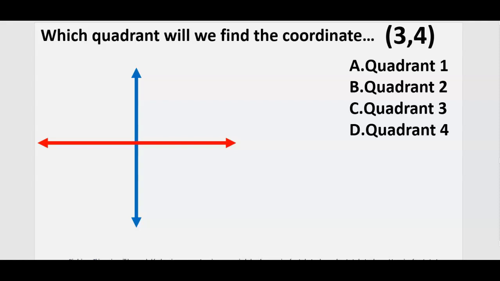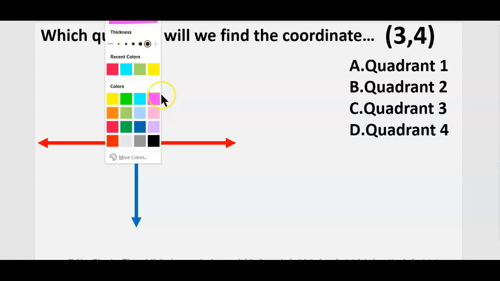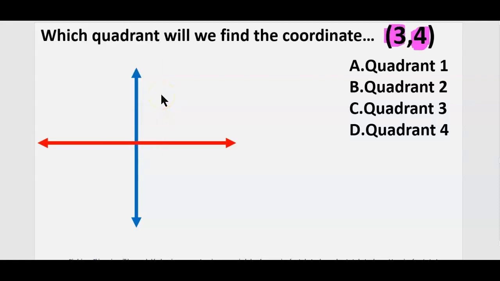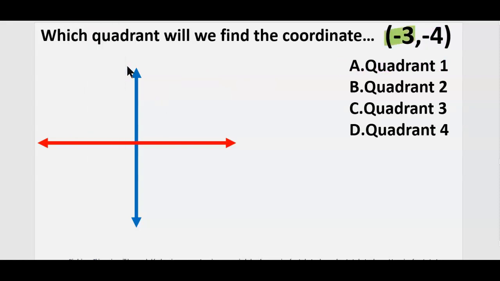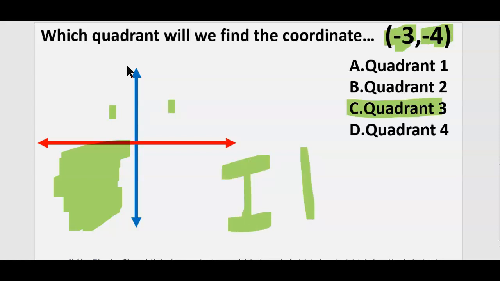Okay. Which quadrant will we find the coordinate 3, 4? Now I'll do purple, purple. Purple rain, purple rain. Positive, positive. This is quadrant 1. Bam. How about negative, negative? We'll go back to green for negative. Remember? Just the opposite of that down here. That's quadrant 1, 2, 3. And Roman numerals is 3 eyes.